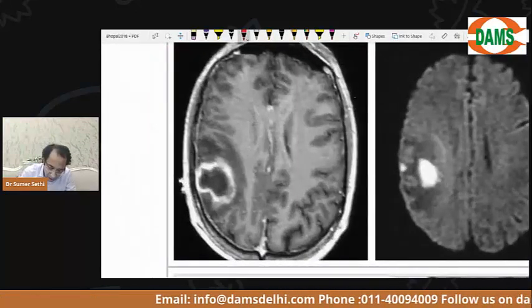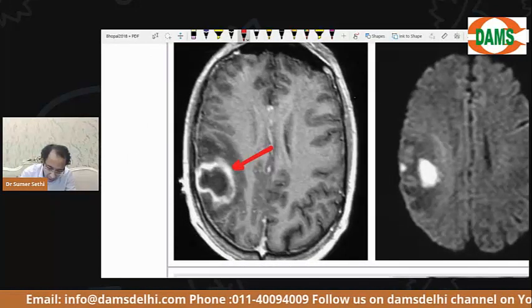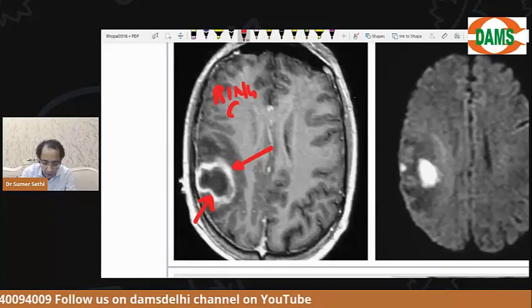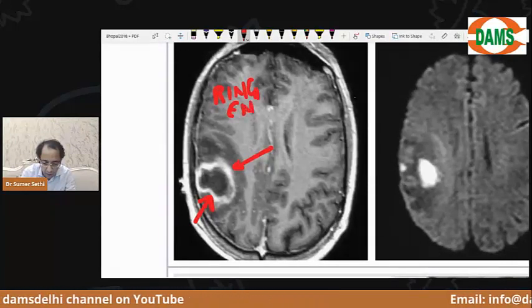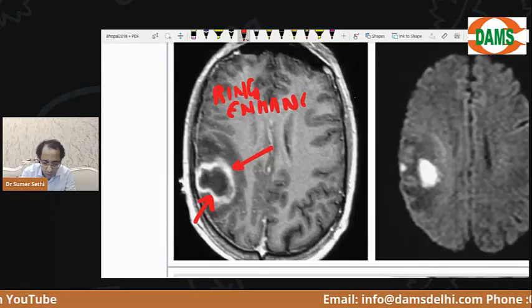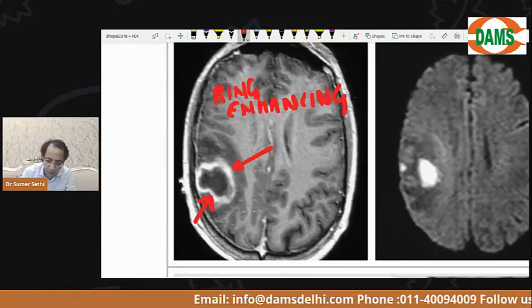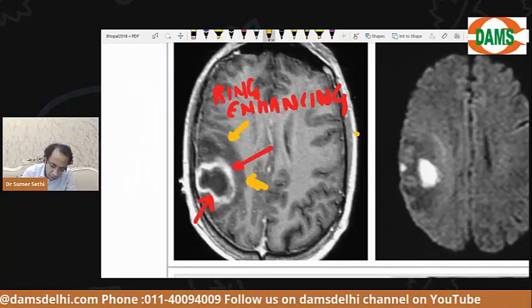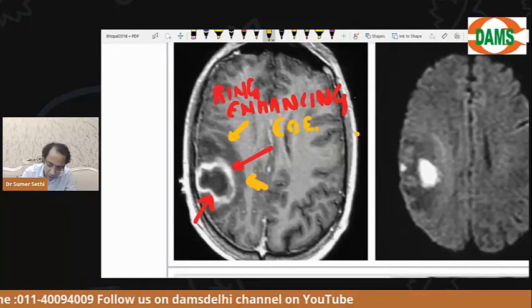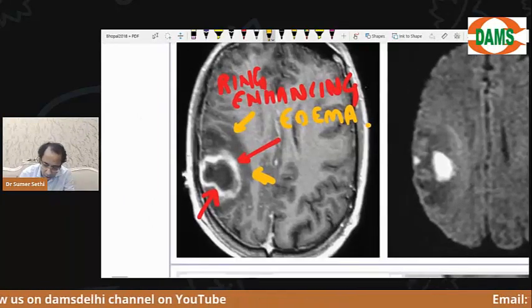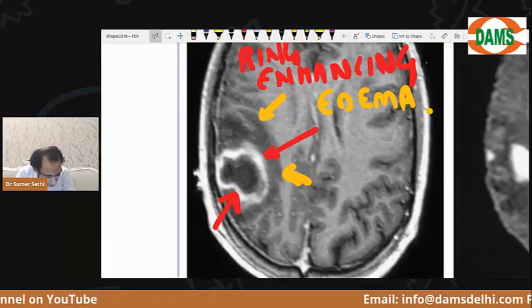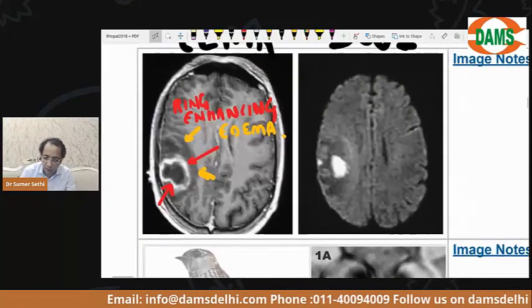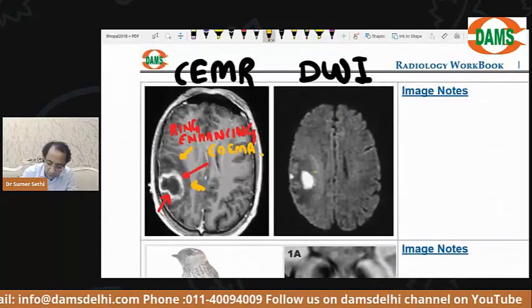This contrast enhanced MRI reveals a ring enhancing lesion. That means there is an inflammatory lesion which is having hyperemia and blood-brain barrier disruption around it, ring enhancing lesion. And along with it, you can actually appreciate edema around it. Can you see, bacha, there is a ring enhancing lesion with edema. That means inflammation hai, beta, inflammation hai. But on the diffusion weighted MRI, it appears bright.